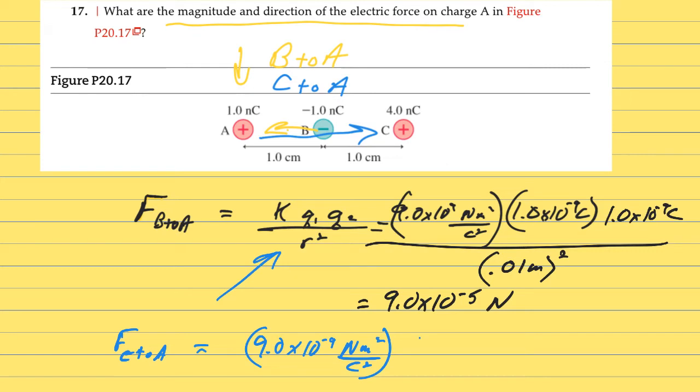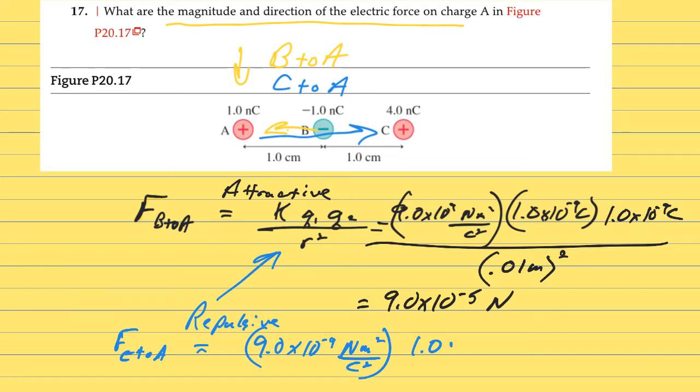What are our charges now? I'm ignoring the signs because I know these are attractive or repulsive. So I'll go back to this first one. We decided they were opposite, so this is attractive. It's just a direction, an attractive force. This one will be a repulsive force, correct? And when we get that, we know we're going to have to subtract them.